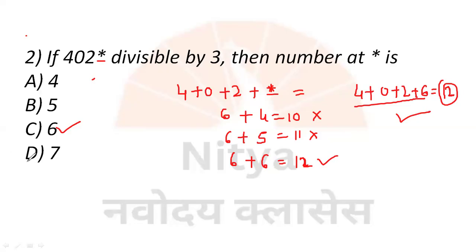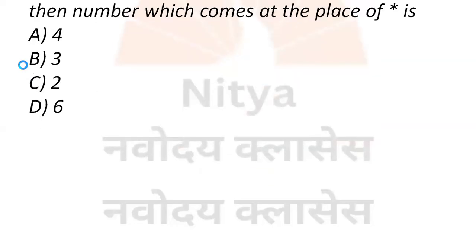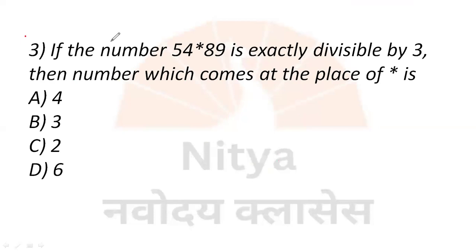Okay, so the next question. If the number 54 star 89 is exactly divisible by 3, then the number which comes at the place of star is? Here again, what number must be added here at star so that the number is divisible by 3? So again, we know the rule of divisibility by 3, we have to add the digits one by one. 5 plus 4 plus star. So in star, what number must be added so that the number is divisible by 3?